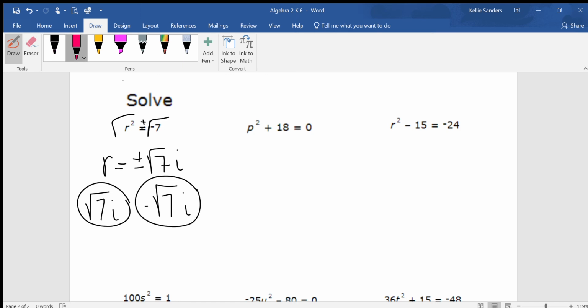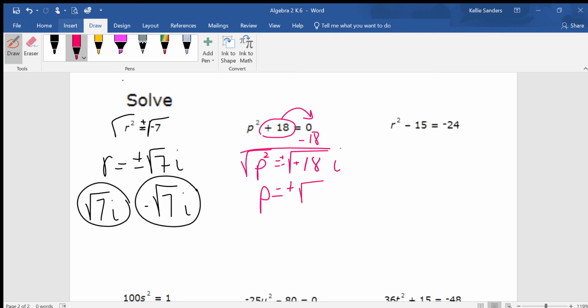You cannot work this problem yet because the p squared is not by itself, so we have to move the 18 over. So by doing that, we're going to subtract it. Then we get p by itself, so we square root. We plus or minus square root of negative 18. That's a negative, so we're going to make it an i. So p equals plus or minus the square root of 18i.